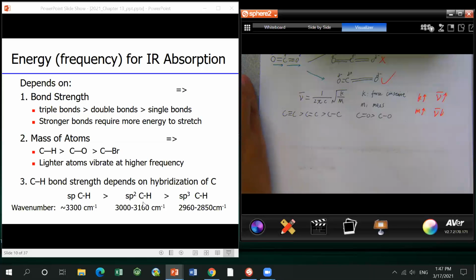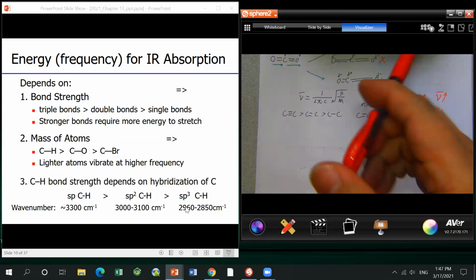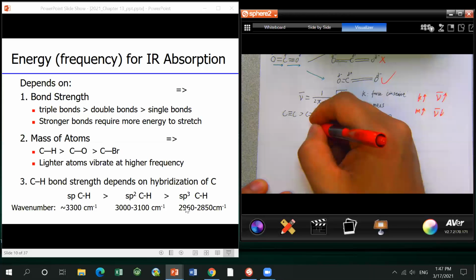Followed by the sp2 hybridized CH, and then the saturated CH, which has the lowest frequency. For this case, you guys, please remember, pretty much in this order.